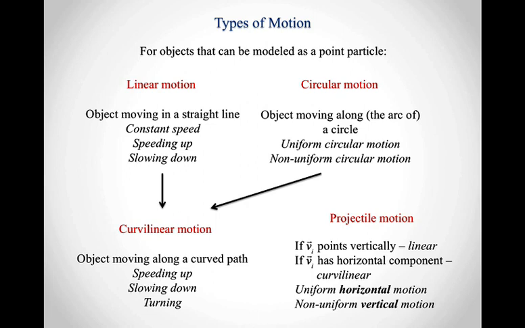But if you throw the ball out, so there's some horizontal component as you project it outward, that's going to be curvilinear. So again, it will have some uniform horizontal motion. Its horizontal velocity won't change, but it'll have non-uniform vertical motion. As it moves up, the vertical component of its velocity will decrease until it gets to zero at its highest point and then start increasing as it comes back down. So projectile motion is just one of multiple, but it's the one that we are probably most familiar with in examples of curvilinear motion.